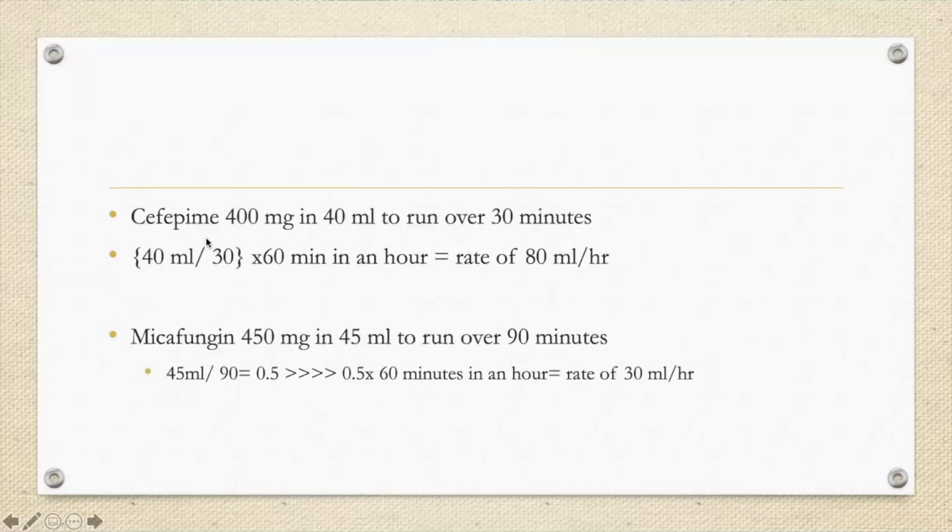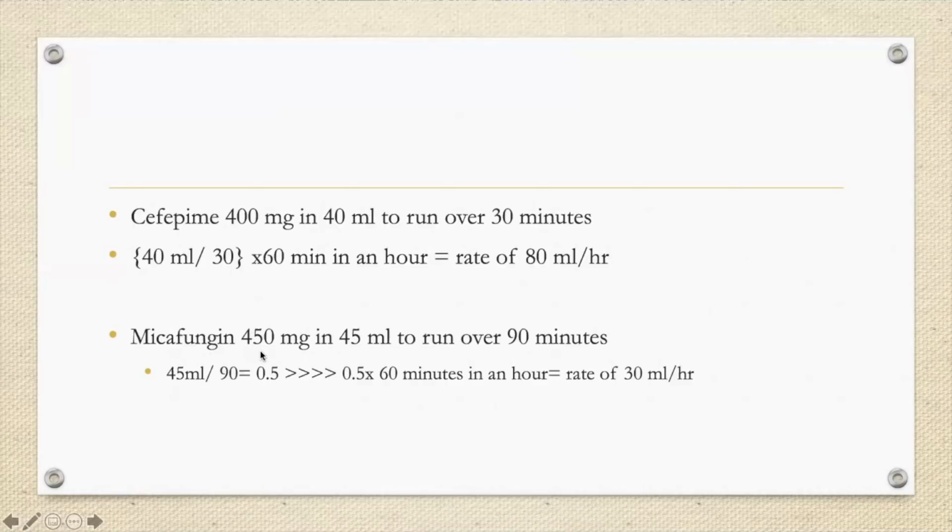So let's do one. Cefepime, 400 milligrams is in 40 milliliters and it's to run over 30 minutes. You just take your 40 mLs, divide it by 30 minutes, and then you multiply that times 60 minutes in an hour, you get a rate of 80 mLs per hour. And if you look at it, 80 is twice the amount of 40, and we're giving the medication in half of an hour. So you would have to run it at twice the rate. So that's one of those that you can check yourself on.